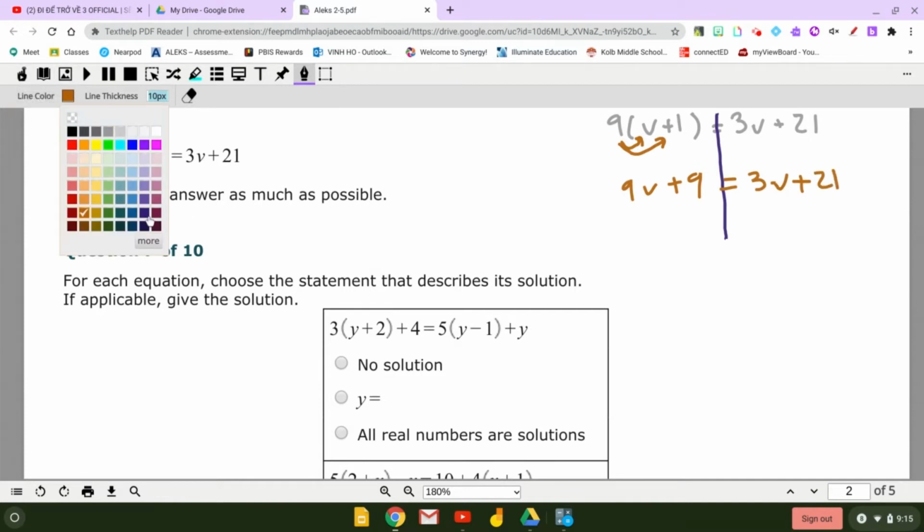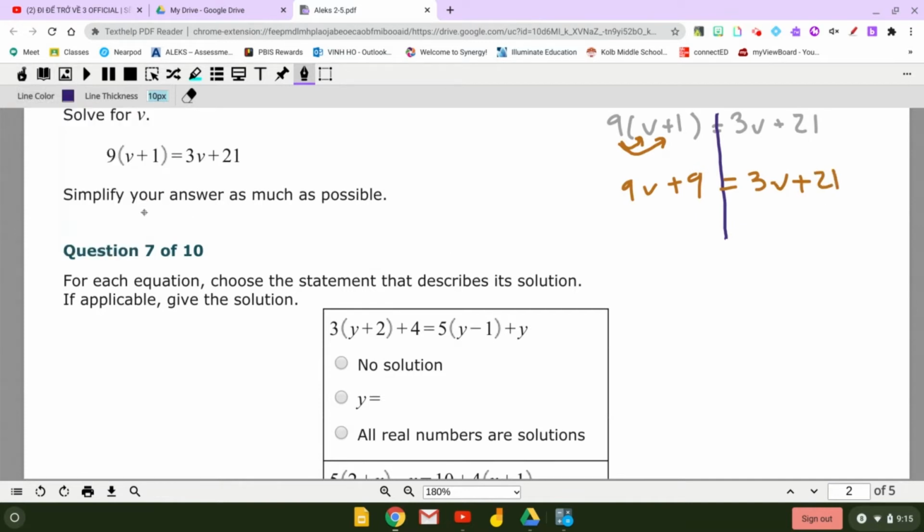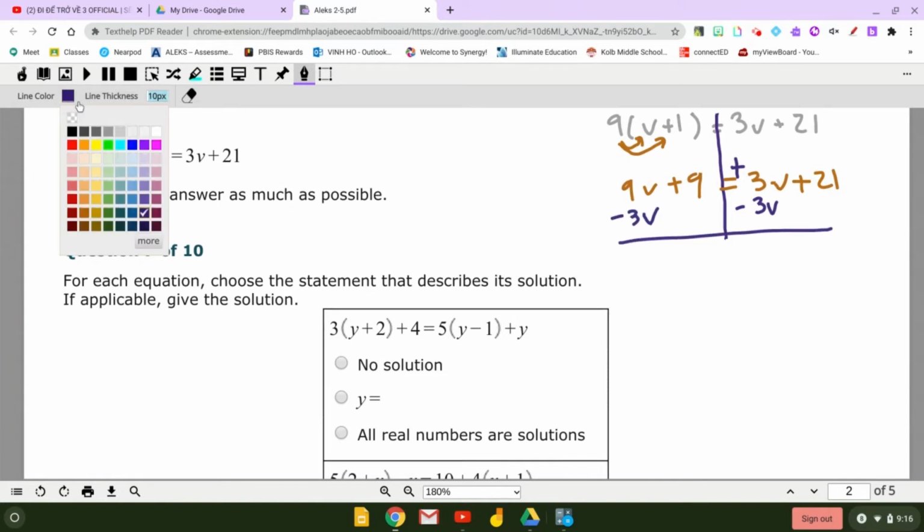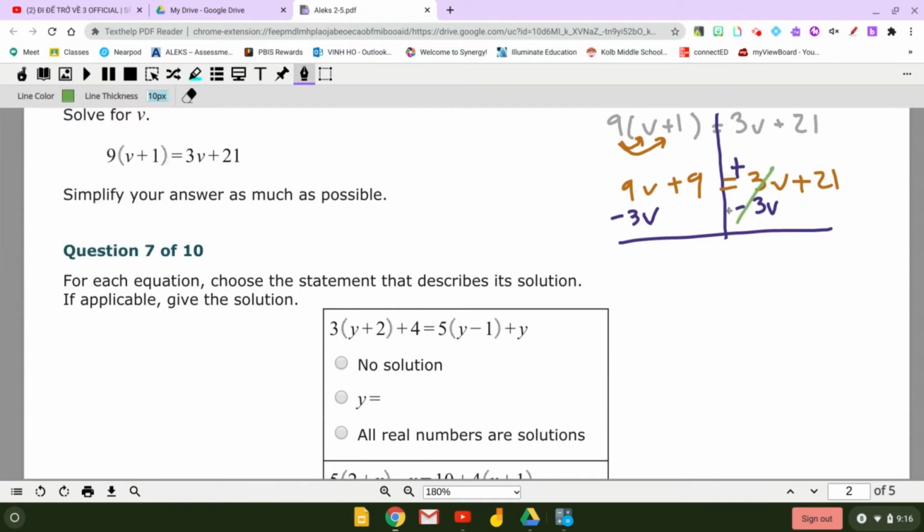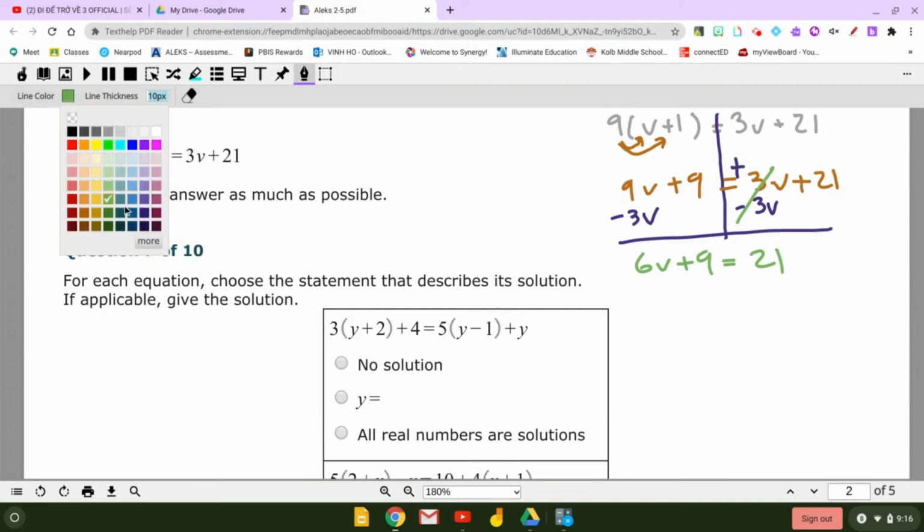Step 3, you're going to bring the variable on the same side. So 3v right now is positive. We're going to subtract 3v on both sides. So 3v minus 3v is gone. 9v minus 3v is 6v plus 9 equals 21. All right, what next?